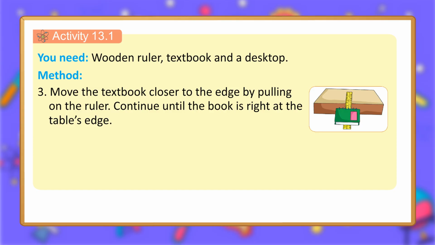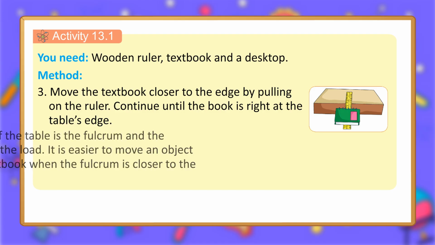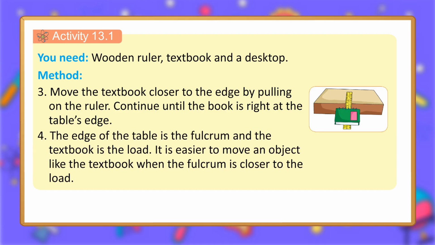3. Move the textbook closer to the edge by pulling on the ruler. Continue until the book is right at the table's edge. 4. The edge of the table is the fulcrum and the textbook is the load. It is easier to move an object like the textbook when the fulcrum is closer to the load.